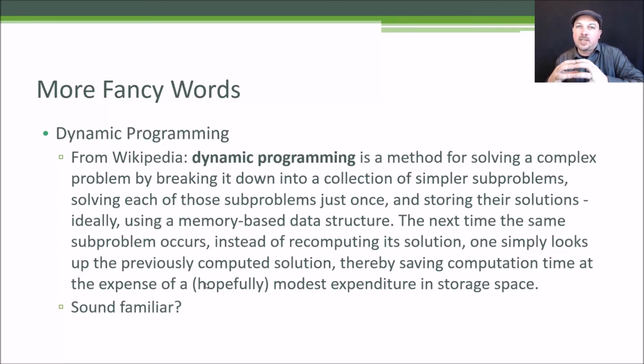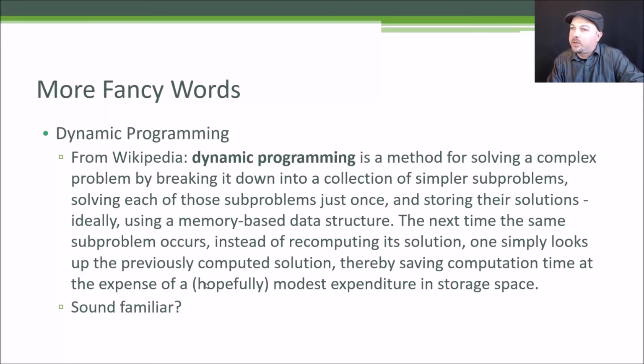So, for example, what is the optimal action to take for a given state that Pac-Man might be in? There are many different states Pac-Man could find himself in, but each one of those states represents a simpler subproblem where there's a limited set of choices I can make, and there's one right answer for the best move to make. And storing their solutions, those solutions being the Q values that I associated with each possible action at each state, ideally using a memory-based data structure. Well, of course, I need to store those Q values and associate them with states somehow, right?